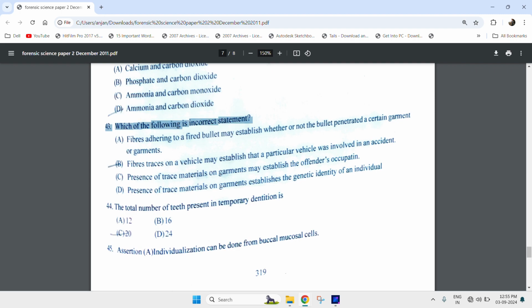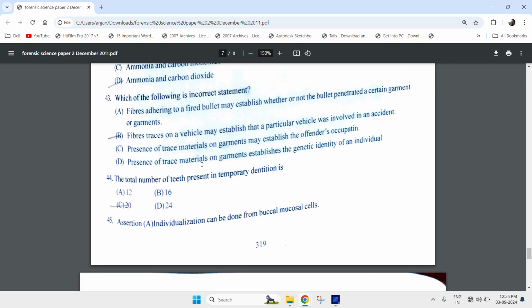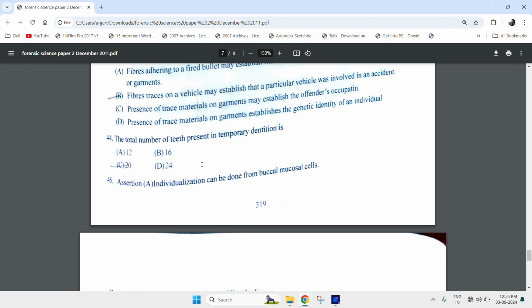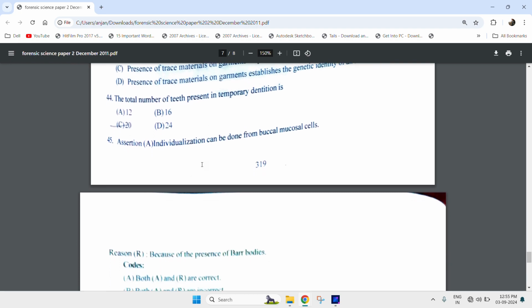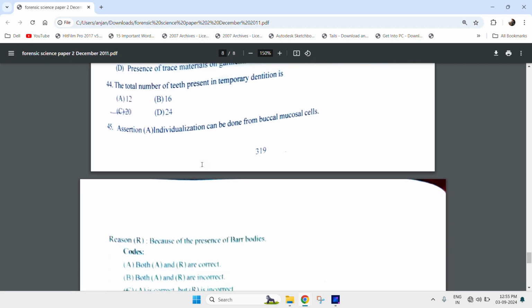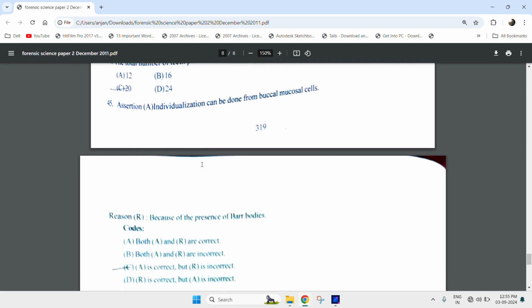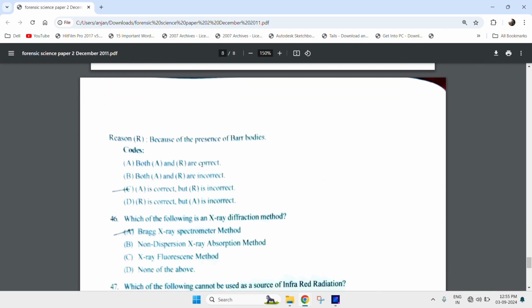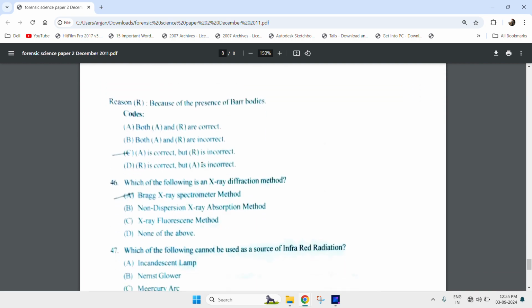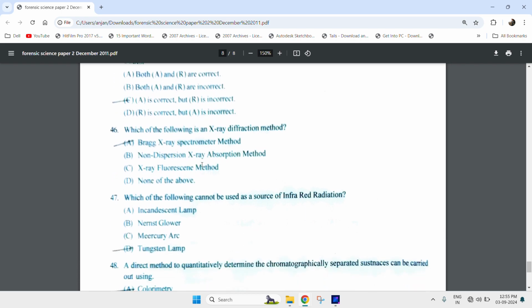Which of the following is an incorrect statement? Fiber traces on a vehicle may establish that a particular vehicle was involved in an accident. The total number of teeth present in temporary dentition is 20. Assertion: individualization can be done from buccal mucosa cells because of the presence of the Barr body. A is correct, R is incorrect.